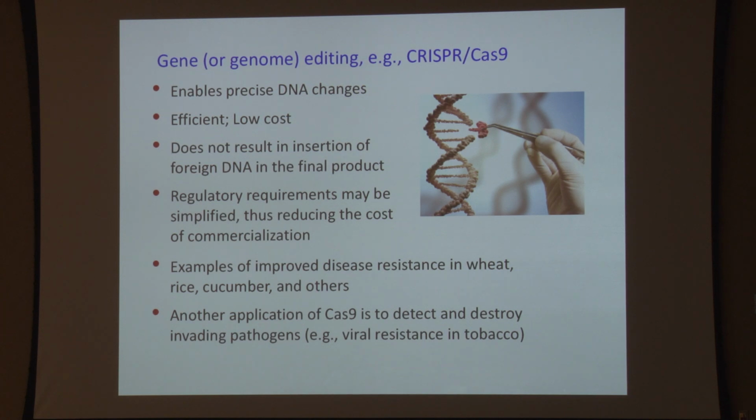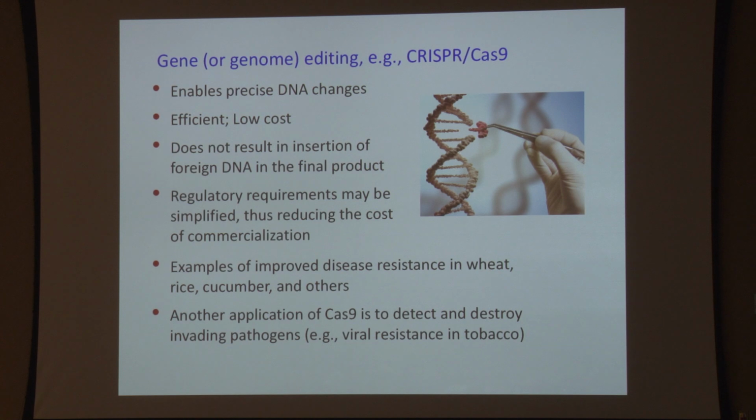There are some examples of gene editing for disease resistance in wheat, rice, cucumber, probably others as well. A nice thing about the technology with wheat, which is a polyploid, is that you can target all copies of the gene at once. So you can knock out, for example, if that is your goal, all of the gene copies rather than do them one at a time.